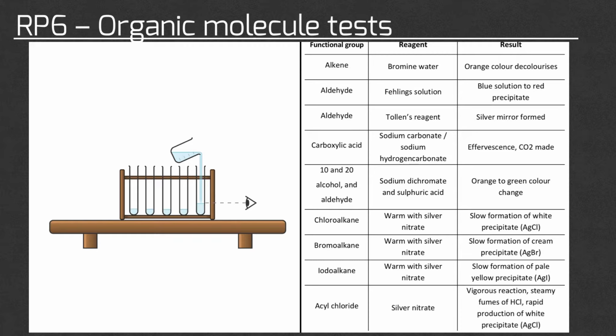Finally, to test for an acyl chloride, you would add silver nitrate. You would not warm it in this case, as during a positive test result, the reaction is very vigorous, producing steamy fumes of hydrochloric acid and a rapid production of a white precipitate. So to tell the difference between these two possible results when we're using silver nitrate in both cases, we would not warm it if testing for an acyl chloride, and we would note the rate at which that white precipitate was formed: slow for a chloroalkane, a very rapid and vigorous reaction for an acyl chloride.